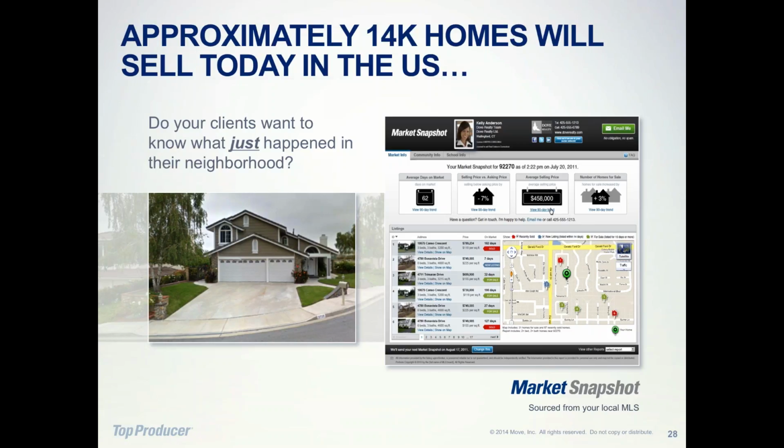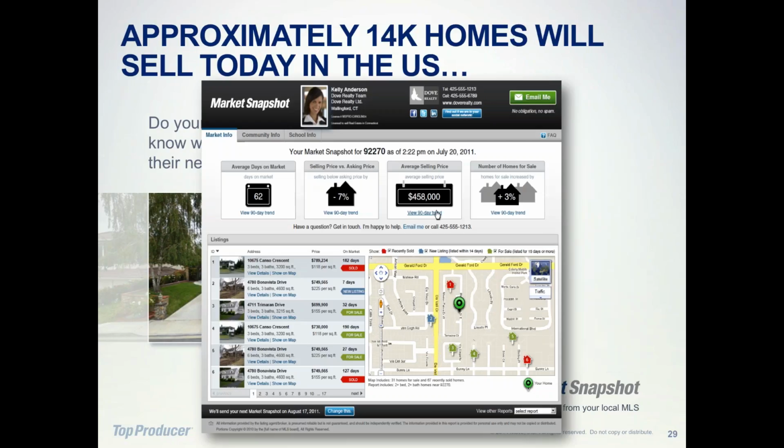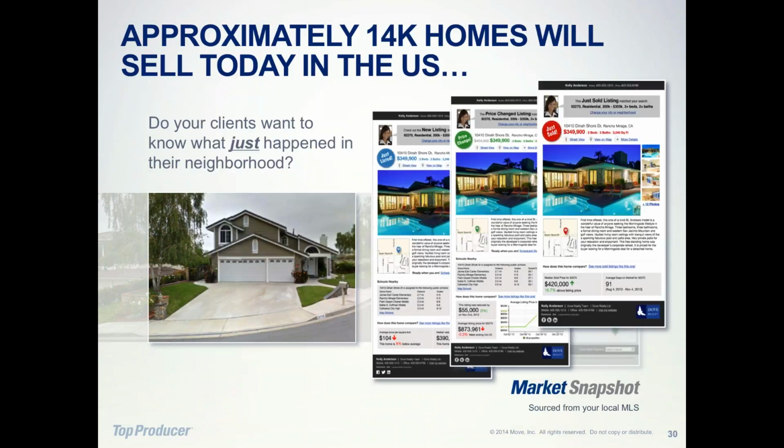And if they're really interested in making sure that they are at the heartbeat of getting up-to-date information, you can actually subscribe them also to various alerts: new listing alerts, price change alerts, as well as sold alerts. So Market Snapshot can really be used as a way to provide that local expertise, that information about that local market, which they can't get anywhere else in an automated form.